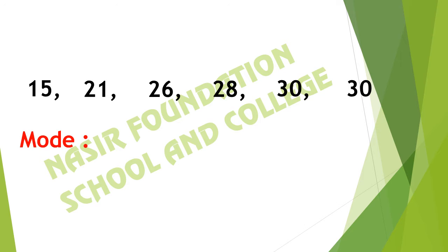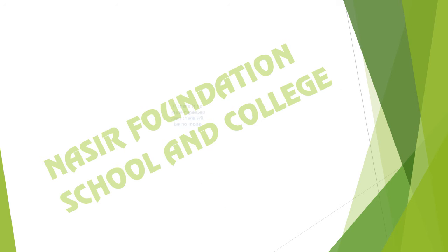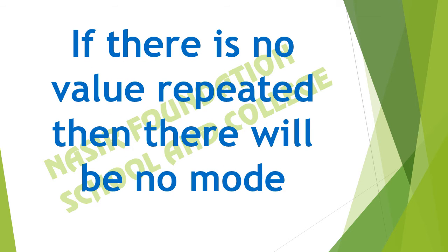Now we will see which value is repeating the most. 15, 21, 26 and 28 are all written once, whereas there are 2 times 30. 1, 2. So what will be the mode? This is the most repeated value, and in this data it is 30, because it is repeating twice. If there is no value repeated, then there will be no mode.